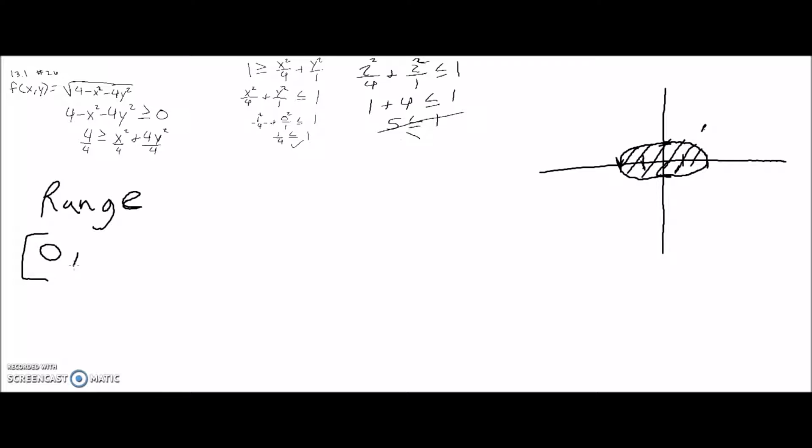And then on the high end, because of the negatives, the subtracted terms will always be negatives, because the squares prevent negative times negative from making a positive there. The largest value you can have is radical 4, and radical 4 reduces to 2. It will be exactly 2 at the origin, when 4 minus 0 squared minus 4 times 0 squared gives you radical 4. So our range for this function goes from 0 to 2.